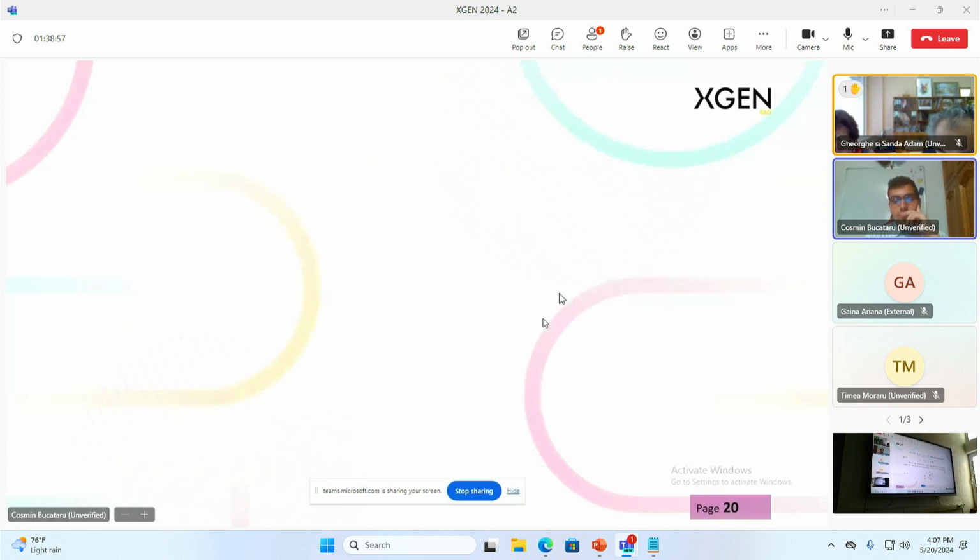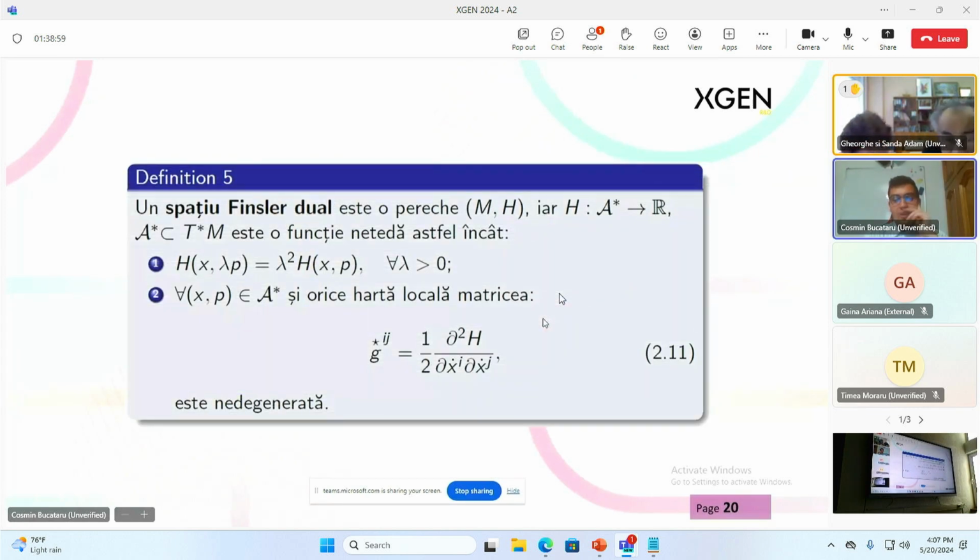2.10. Okay, a dual Finsler space is also a pair (M, H), where H is defined on a subset of the cotangent bundle. It also has the two homogeneity property, and also the Hessian matrix is non-degenerate.